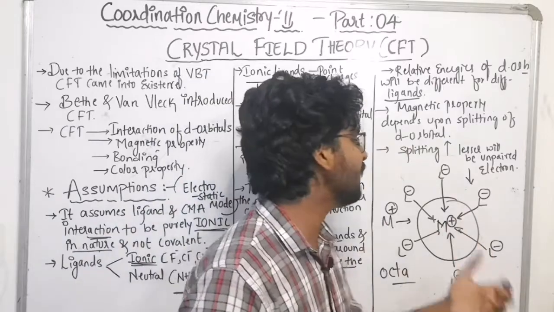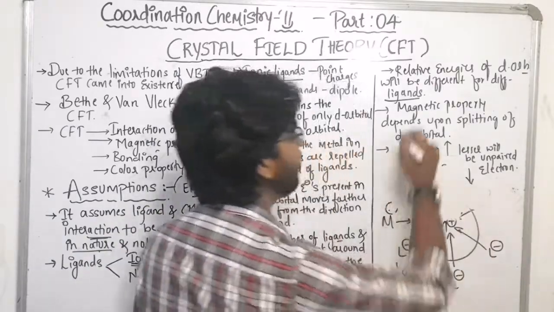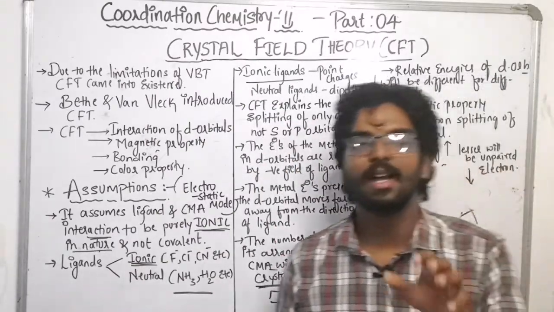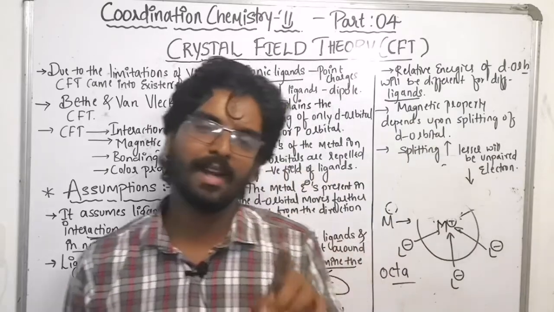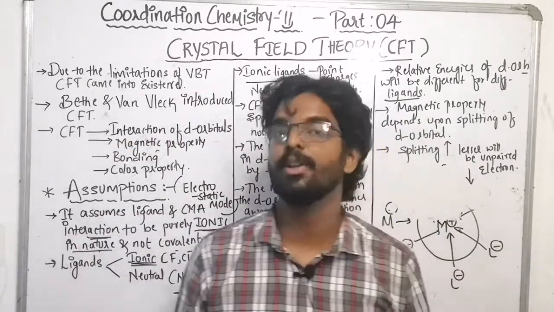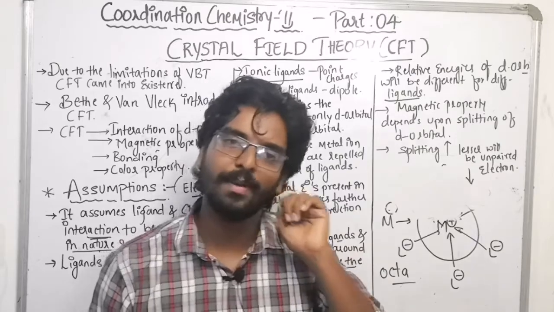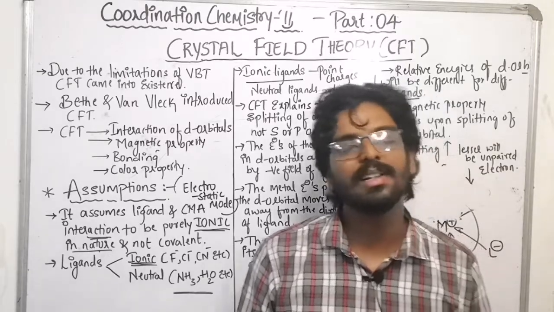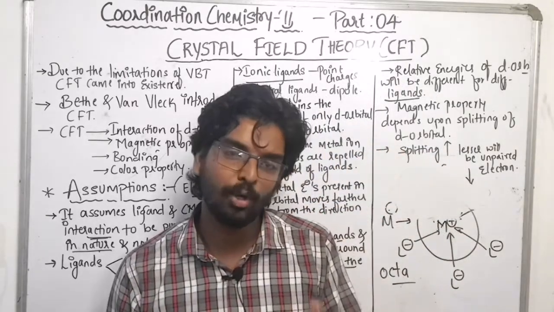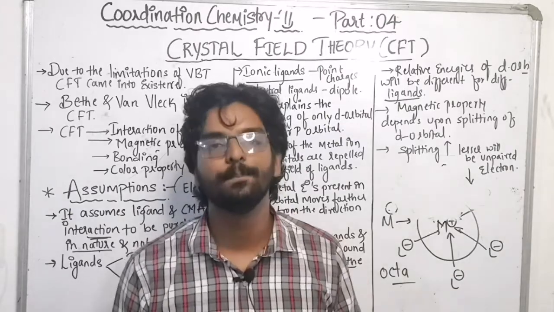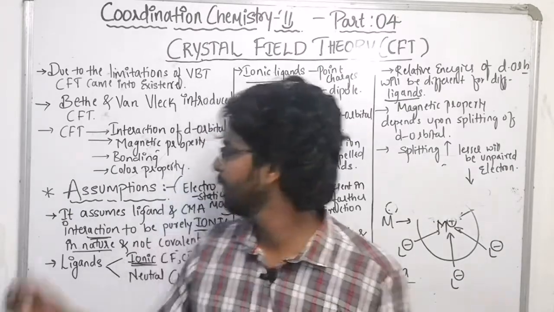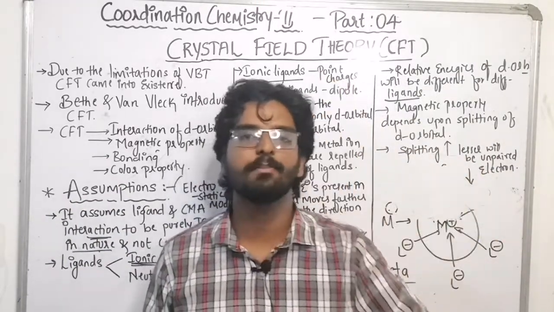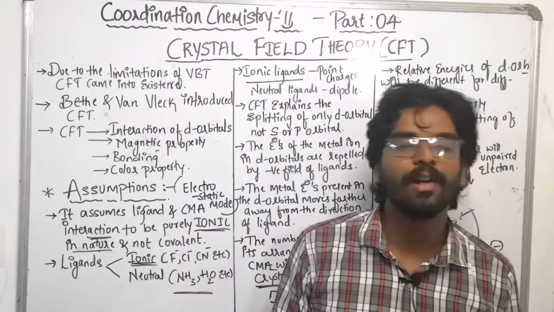And the last point is very important. According to valence bond theory, the experimental value calculated for the magnetic moment was high when compared to the theoretical value. Why? Because according to VBT, it was only considering the spin of the electron, and it was not considering the orbital motion contribution to the magnetic moment. But crystal field theory exactly explains the magnetic property of the coordination complex.